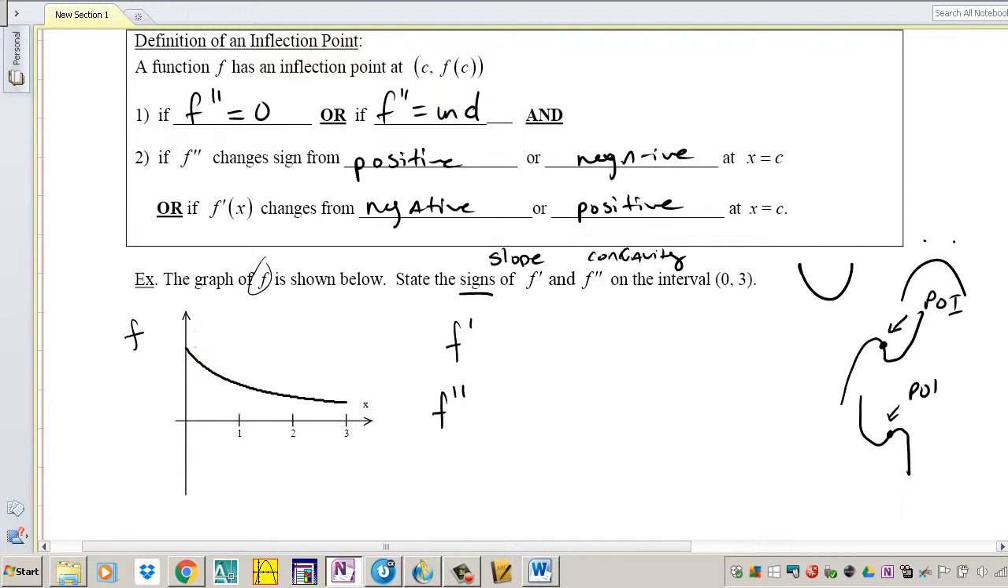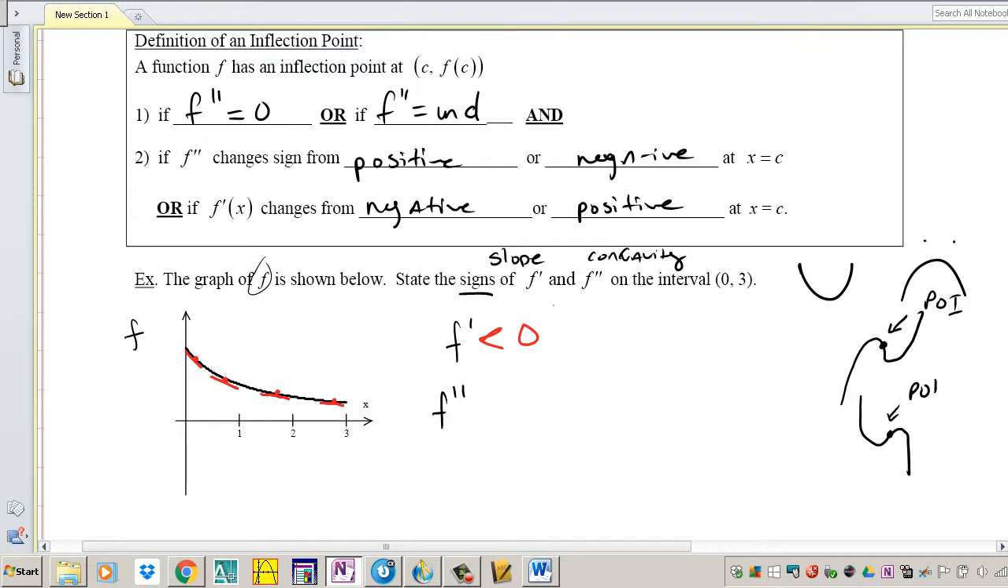Let me draw that a little bit better. Negative slope. What about here? Negative, but is it more negative or less negative? The answer to that would be less negative, which means that the slope is increasing because it's becoming less negative again, and then less negative again. So all of these slopes are negative, which means that the first derivative is less than 0.